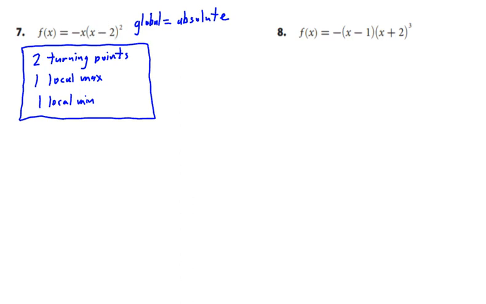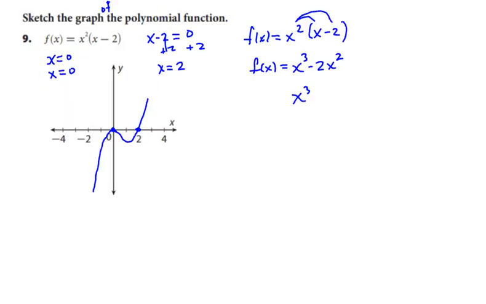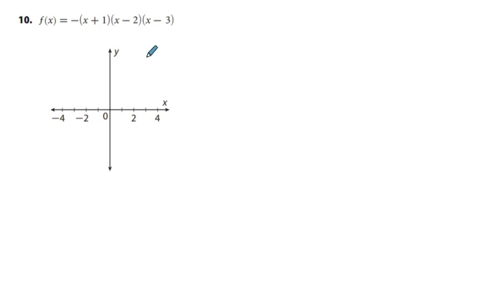It's negative. So it's a lot similar to number 7. We have negative x plus 1 times x minus 2 times x minus 3. And to find our standard form, we can multiply all these together. I'm going to do these one at a time. We have a negative sign out front. So make an equal sign here.